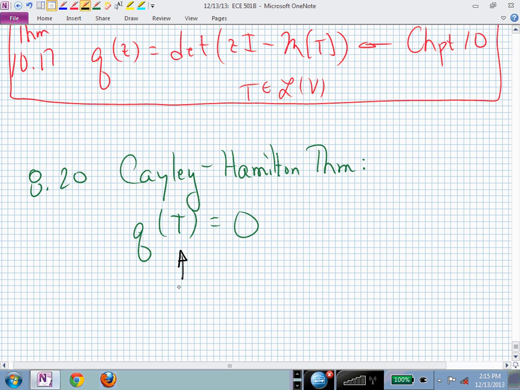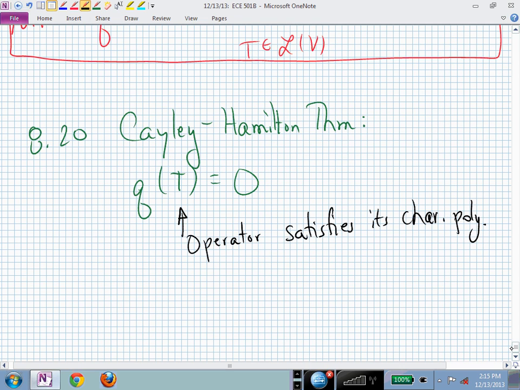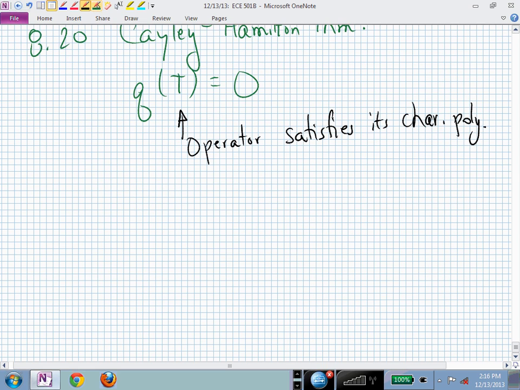This is now the fact that the operator, this T, satisfies its characteristic polynomial. And if you look at the Cayley-Hamilton result, then you'll find other nice reasons or applications of that result. But that's one that just comes to mind. That's chapter 8. We really didn't do much in chapter 9.